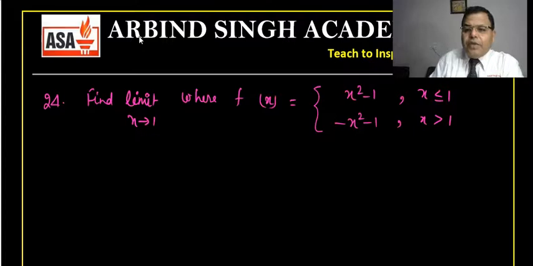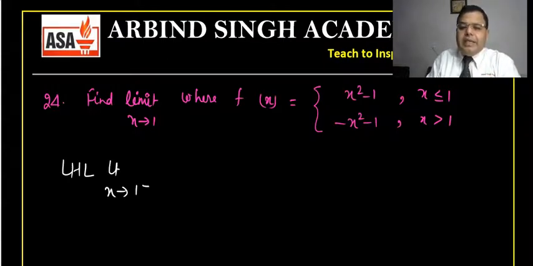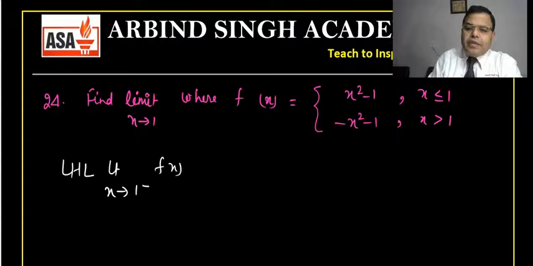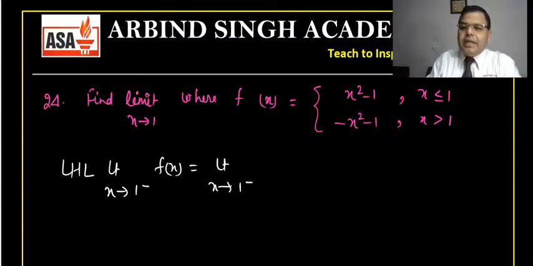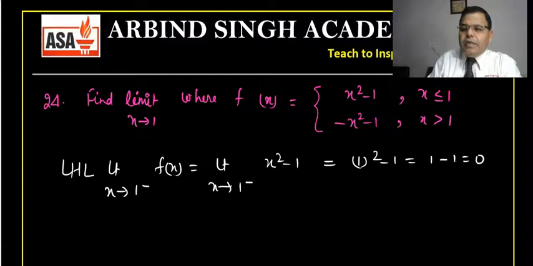So these are the two values, and we have to check, because here at 1 the function changes its nature, and therefore we will have to check left limit and right limit both. So left hand limit, x tends to 1 minus, slightly lesser than 1, that is left side; slightly more than 1, that is right hand side. So here f(x) is limit x tends to 1 minus, and for x less than 1 this is applicable. So in place of f(x) we will write x square minus 1, and now when x is equal to 1, if I put it here, then this will be 1 square minus 1, 1 minus 1 is 0.